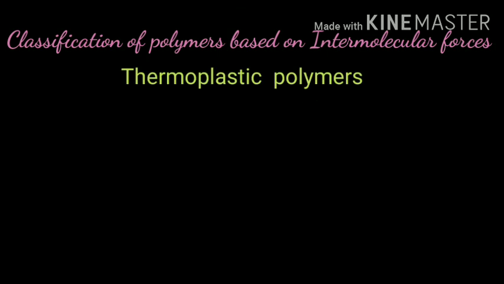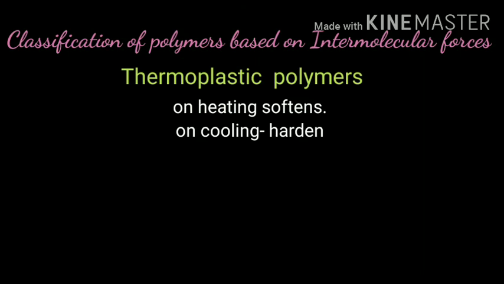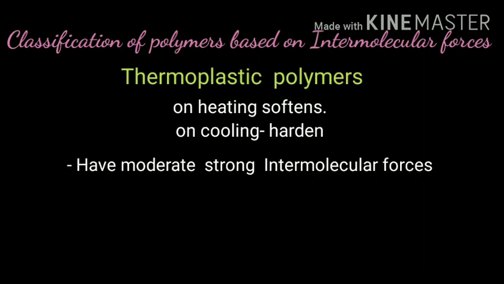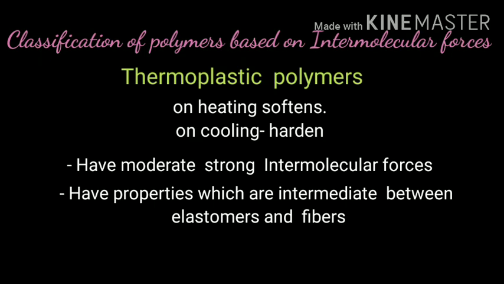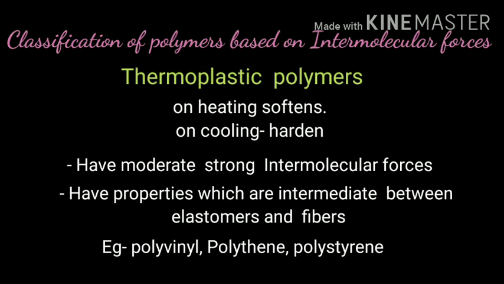Next is thermoplastic polymers. If a substance is easily shaped or molded, then the property is called plasticity. When you heat a thermoplastic polymer, it is going to become soft, and when you cool it, it becomes hard. They have moderately strong intermolecular forces, and they have properties which are intermediate between that of elastomers and fibers. Examples of thermoplastic polymers are polyvinyl, polythene, polystyrene, etc.